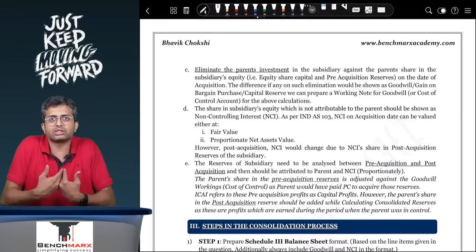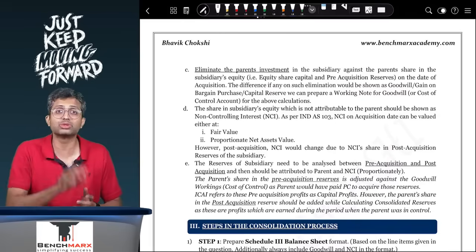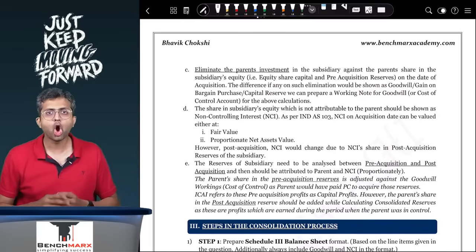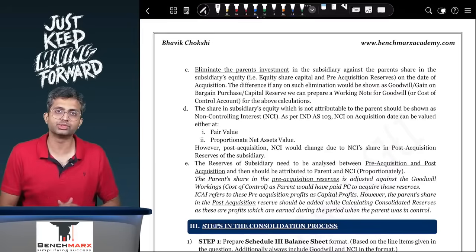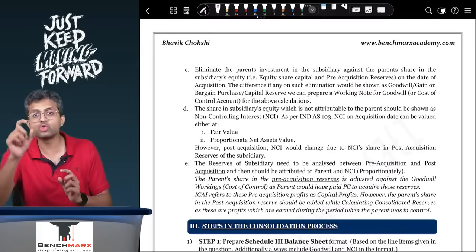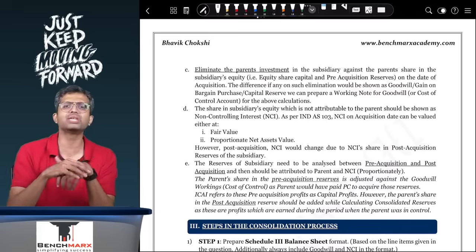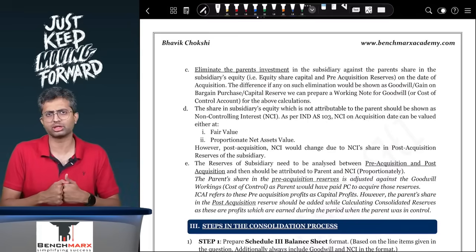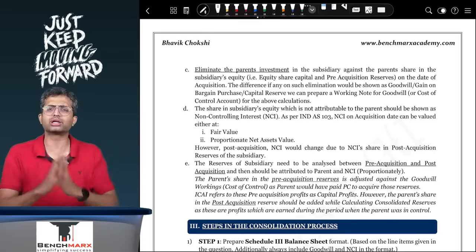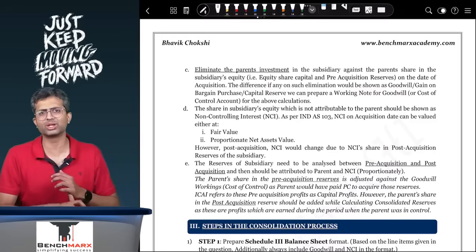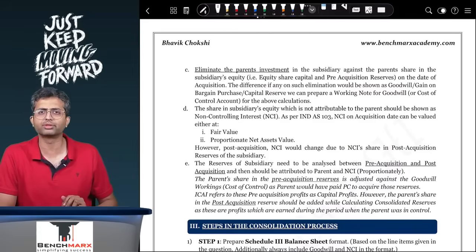Well, that investment of 70% represents the 70% share that Reliance Industries has in the share capital of Reliance Jio and also in the reserves of Reliance Jio. And as a result, this investment will be eliminated against the share capital and the pre-acquisition reserves to the extent of your share. Okay. So this is the consolidation principle. You will consolidate assets and liabilities, eliminate the investment against the parent's share in the share capital as well as reserves of the subsidiary.